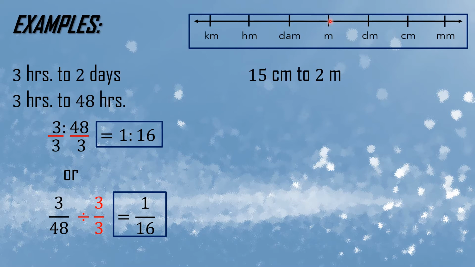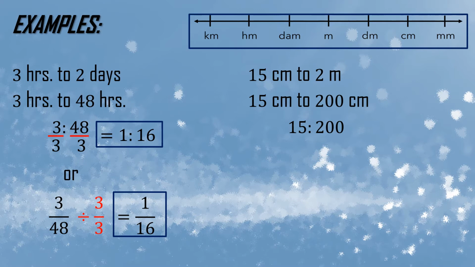So, mag-move tayo ng dalawa going to the right. 1, 2. So, yung whole number na 2, may point siya dito sa right. So, magdadagdag tayo ng dalawang movement. 1, 2. So, lalagyan natin ng zeros yung mga spaces. So, magiging 15 cm to 200 cm. And then, tsaka na natin gagawin into ratio. So, magiging 15 is to 200.